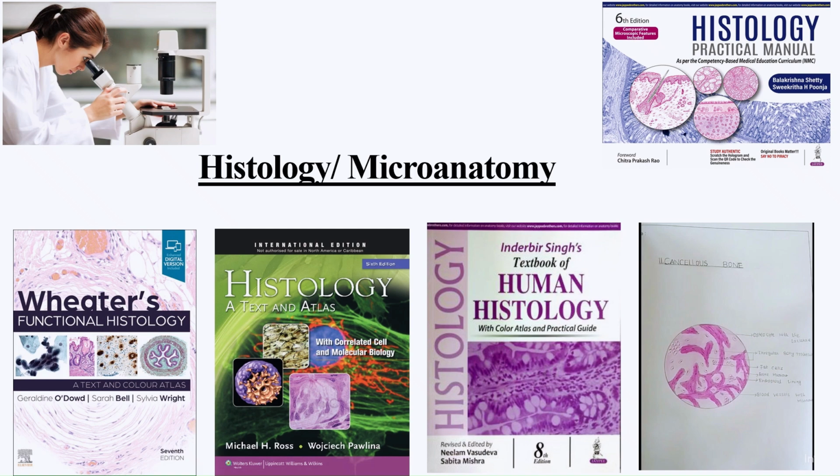Moving on to histology or microanatomy, students can use any of the textbooks recommended by their teachers for histology or microanatomy. My advice to the students is to maintain a good practical record file for histology, in which students should draw for every slide a well-labeled diagram with 5 to 6 identifying features written for the same. Students can use this practical record file for preparing for the final exams, which will save a lot of time in the end.